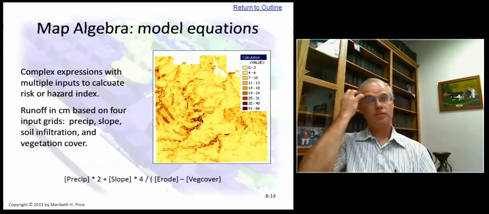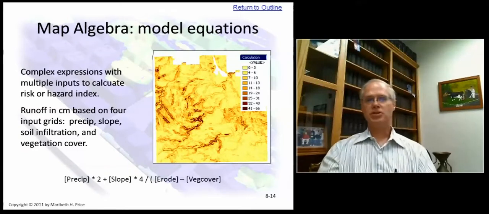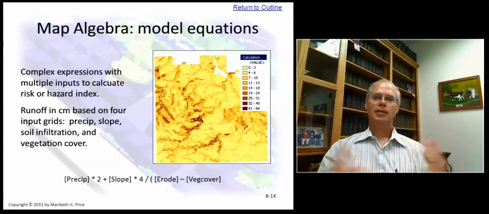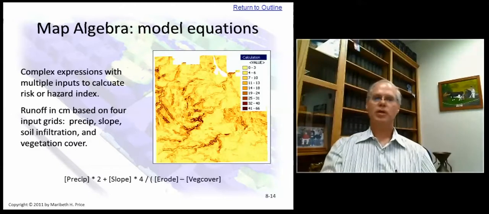Another way we can do it is to model some equations. For example, here I've got precipitation and slope, divided by erosion minus my vegetative cover. That's going to give me a hazard index for soil erosion. So I put those numbers together. Basically, I have four different rasters: a precipitation raster, a slope raster, an erode raster, and a vegetative cover raster. I can put all those together in this formula that you're looking at here and get a model that shows me where my most concern is.